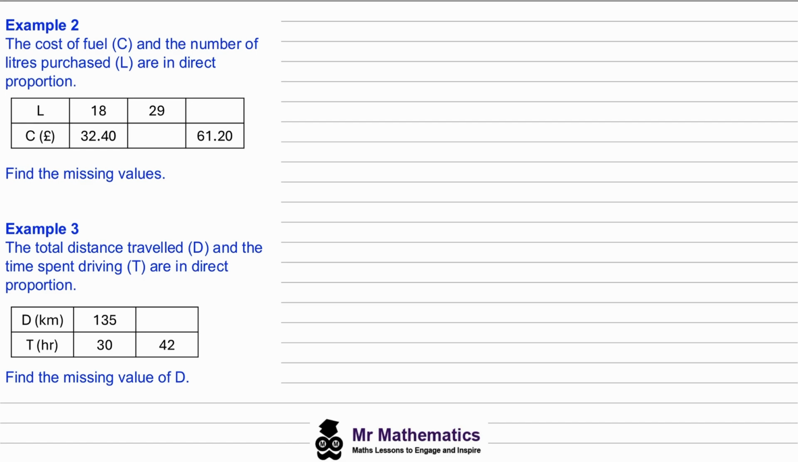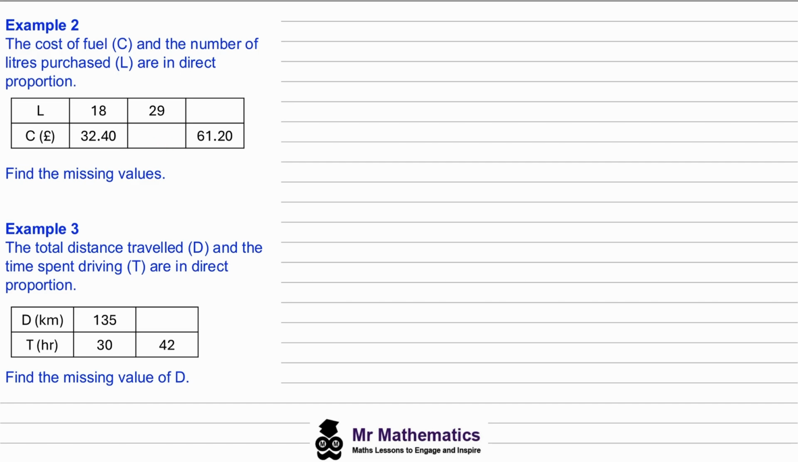So in example 2 and 3, we're going to look at how we can apply this to a real-life situation. In example 2, the cost of fuel, C, and the number of litres purchased, L, are in direct proportion. So you can understand that as you buy more litres, you pay more money. We need to find the missing values.